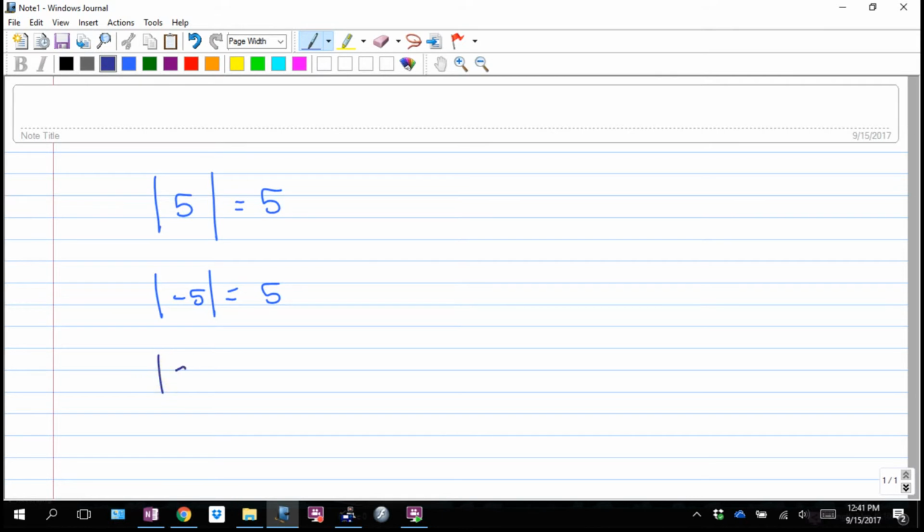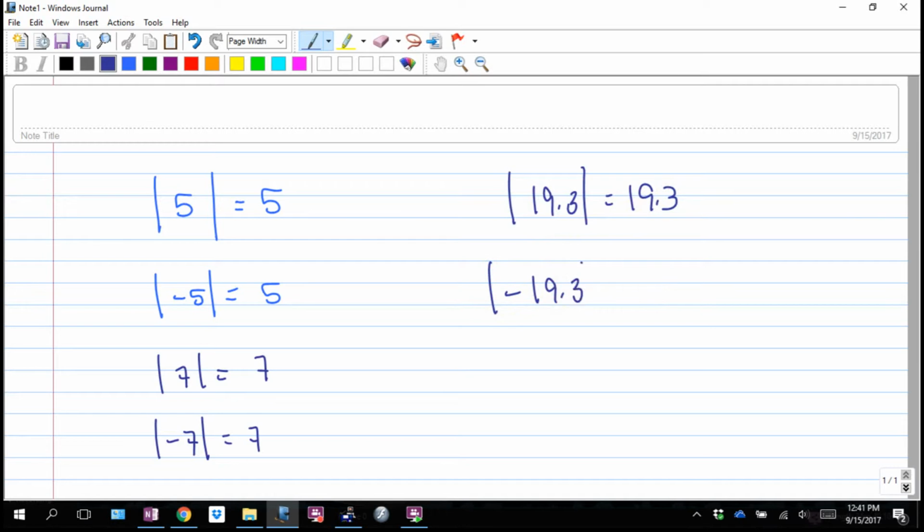What's the absolute value of 7, boys and girls? What's the absolute value of negative 7, boys and girls? 7. What's the absolute value of 19.3, boys and girls? 19.3. What's the absolute value of negative 19.3, boys and girls? 19.3.